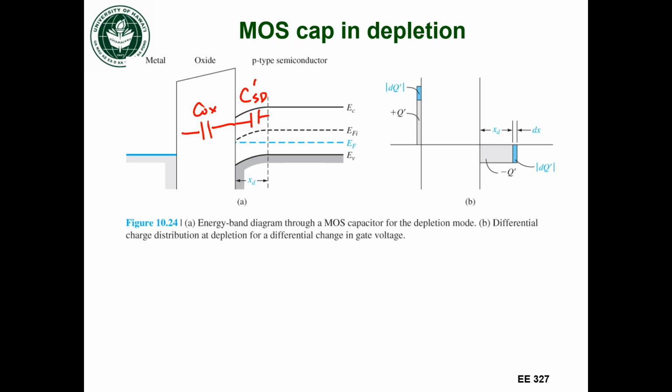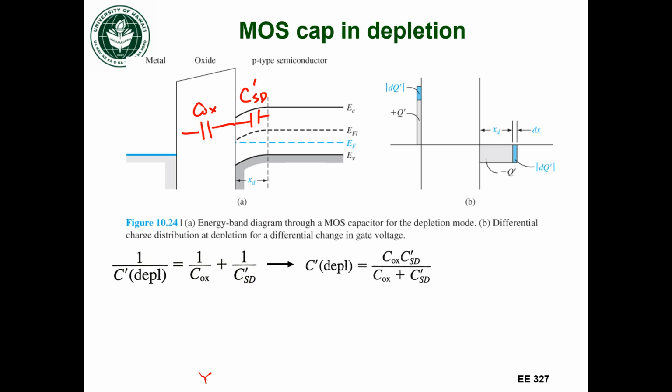Okay, so if I have two capacitors in series and I want to figure out the total capacitance, I use this equation. So here's my oxide capacitance, here's my space charge region capacitance, or I can rewrite this equation this way, and then I can say, well, I already know what the oxide capacitance is, and that's, of course, this capacitance per unit area, so the permittivity divided by the thickness of the oxide.